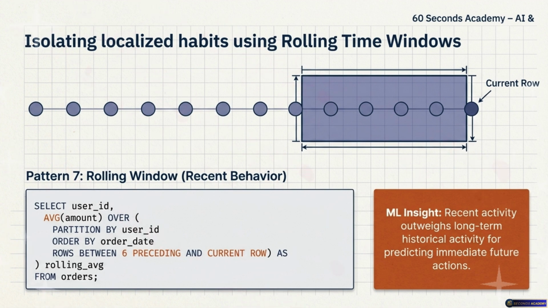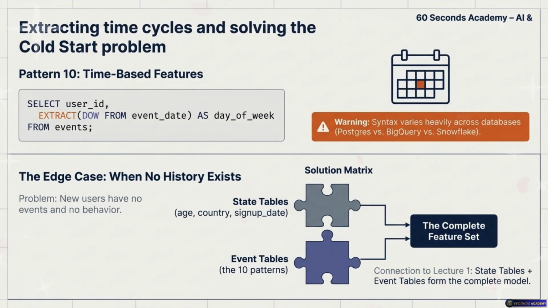If a user usually buys healthy food, but in a 3-day rolling window they suddenly buy nothing but ice cream, the rolling window captures that temporary shift in their behavior without permanently overriding their long-term history. That makes perfect sense. Recency is the rolling window, the what have you been up to lately. Yeah. And capping off this time section is pattern 10, time-based features.